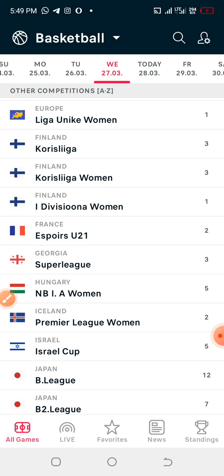So that is the process and the steps of predicting individual total point of basketball.